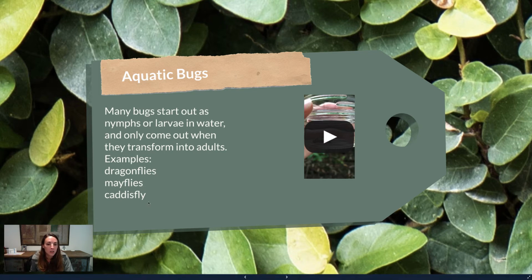Mayflies, and also a caddisfly, which my sister found this picture. This is not in our pond, but it could be because it is a type of insect that lives in water. But it's called a caddisfly, and it's very similar to a mayfly if you've ever seen a mayfly. But I'll show you this.